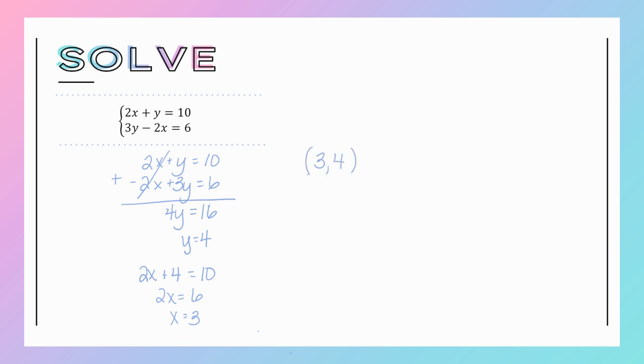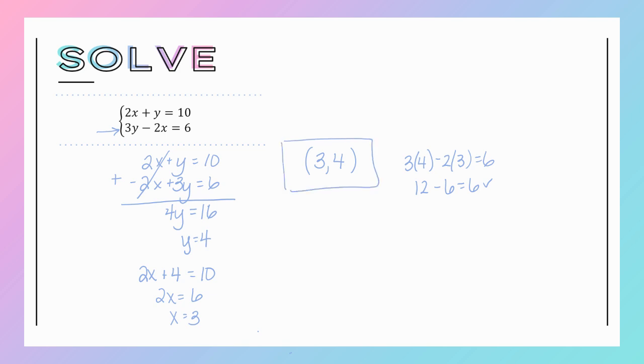But before I circle that and move on, I'm going to check it in this second equation. Now, be really, really careful. Notice that this is 3y minus 2x. So I need to make sure I put things in the right spots and not switch that up, okay? So 3 times 4 is 12, minus 2 times 3 is 6, which is 6, so that checks. I'm going to circle my solution and move on.